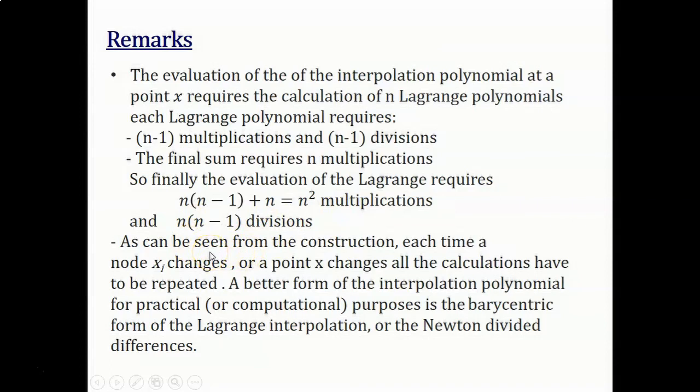Now, in addition, if we change one node xi, we need to do the calculation all over again to recalculate all the polynomials and the new interpolation polynomial. A better form of the interpolation polynomial, which is more practical for computational purposes, is given by the barycentric form of the Lagrange interpolation, or also the Newton divided differences. So now we will present these two forms of the interpolation polynomial.